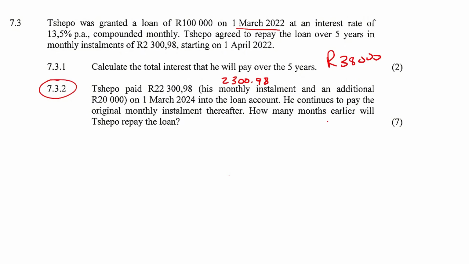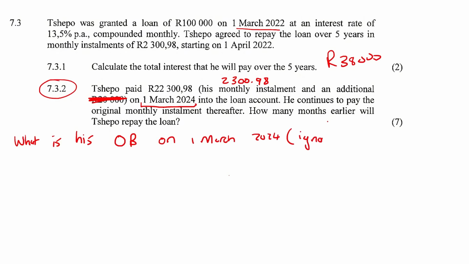What I want you to do, completely forget about this 20,000 Rand right now. And I want you to go work out or tell me how much does he owe the bank on 1 March 2024. So what is the outstanding balance on 1 March 2024? And I want you to ignore 20,000 Rand for now. Of course, we're going to include it, but we're going to ignore it for now. Okay, so I want you to tell me, what does he still owe the bank on 1 March 2024?